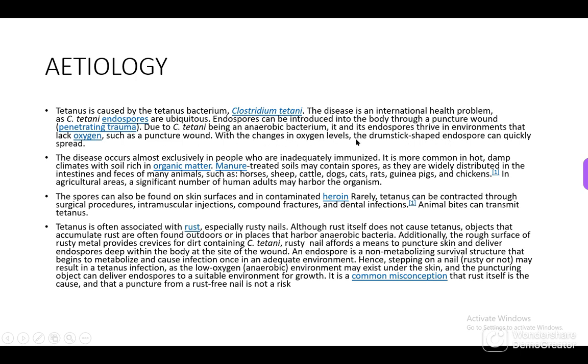If you want to demonstrate it at this level, you can go for a demonstration under the light microscope or the high power microscope. You can also culture from the part which is affected. Actually, the disease occurs almost exclusively in people who are inadequately immunized. The risk factor is the exotoxin which it releases, causing tetanus spasm.